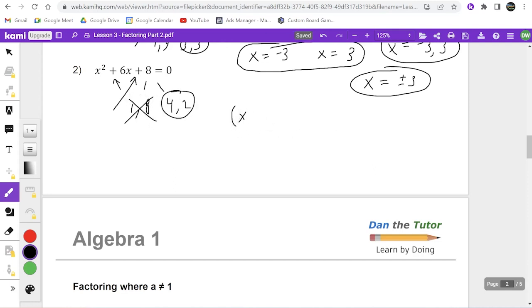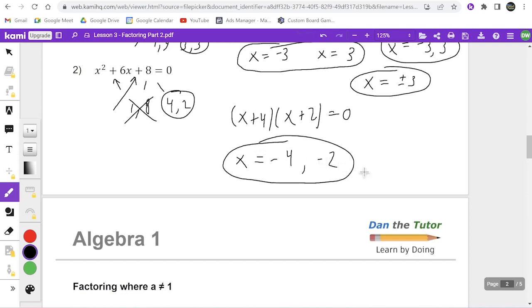So then I would write x plus 4 times x plus 2 equals 0, and then the answer is just the negative version of both of those. So x equals negative 4, comma, negative 2. And again, if I wanted to, I could have written them out separately. I could have said x equals negative 4, and then x equals negative 2, and this would be correct as well.